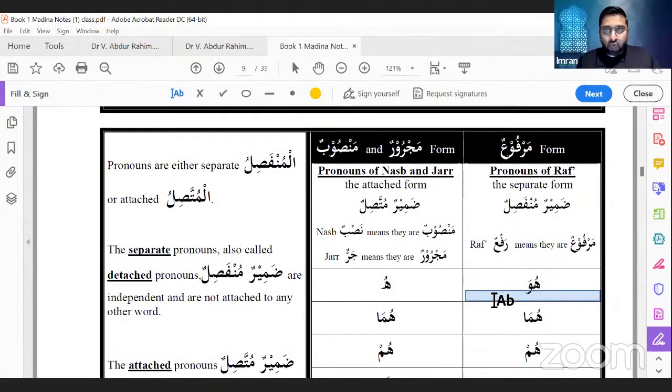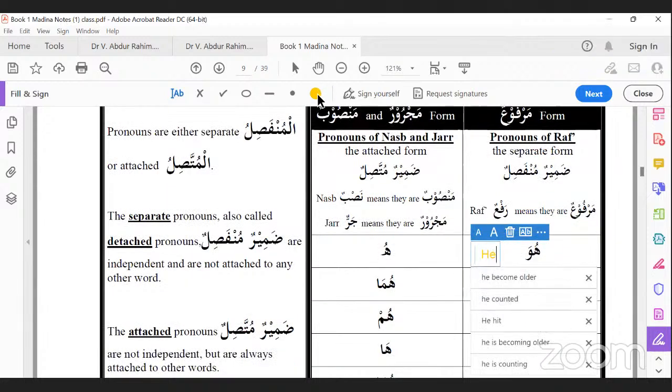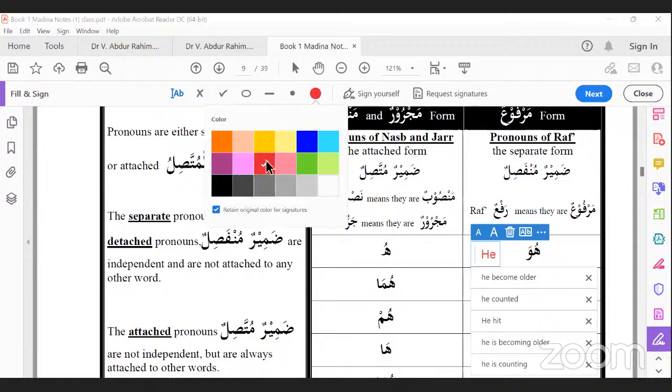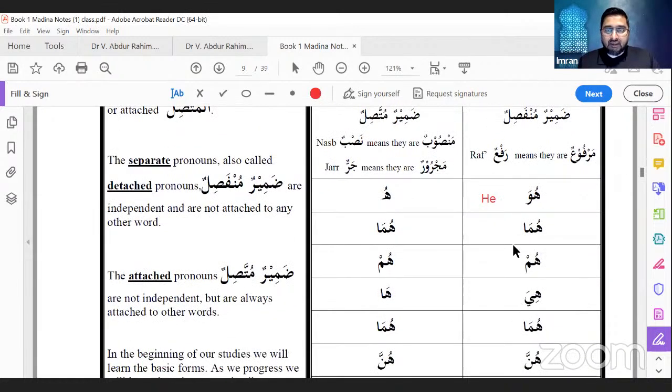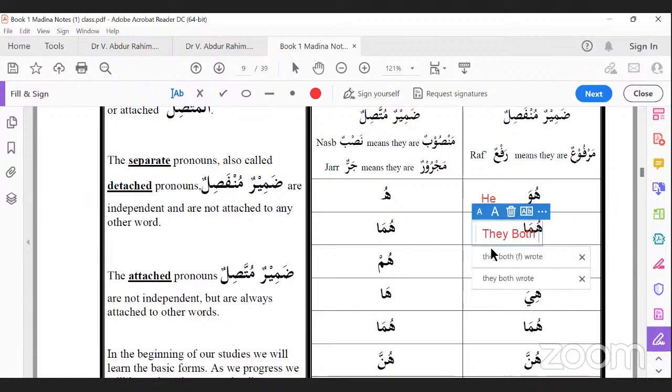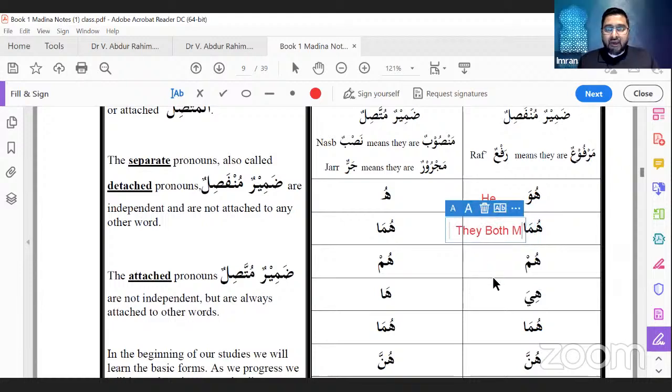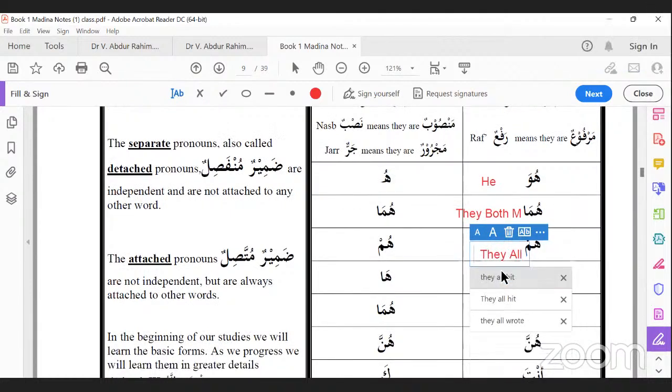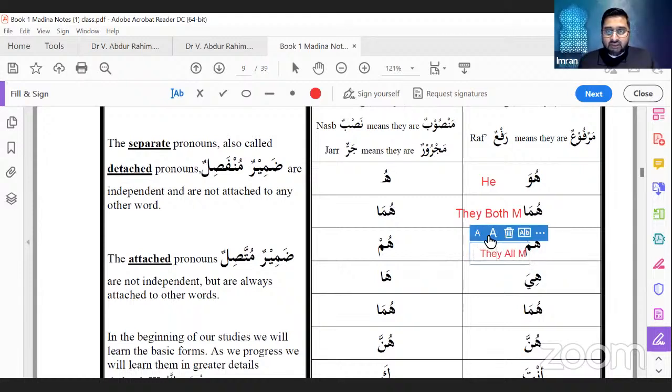So, for example, huwa. Who is he? Huwa means he. And huma means they. The two people is called huma. They both. And when you say they all, it is hum. So hum. Let me just translate at the same time, and I'll send this across to yourself in the group.